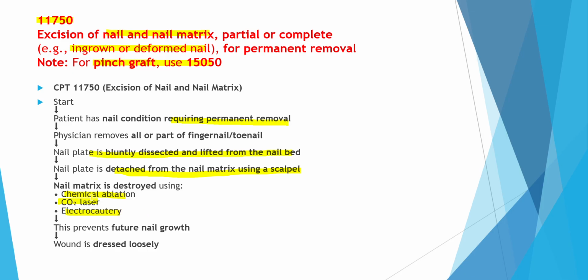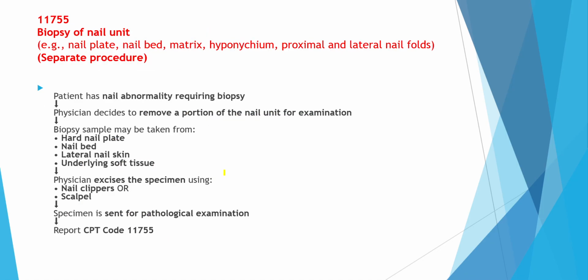What happens if we use these techniques to destroy the nail matrix? There will be no future nail growth. That's the thing, and this is for the permanent removal. So the condition will be ingrown nail or deformed nail.